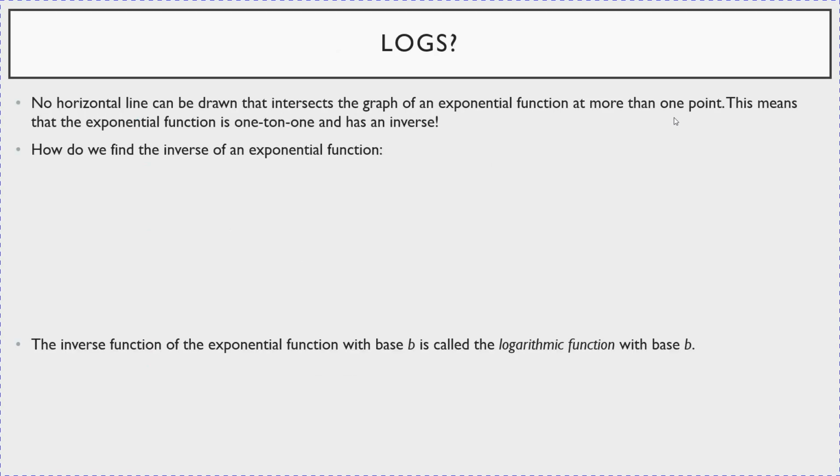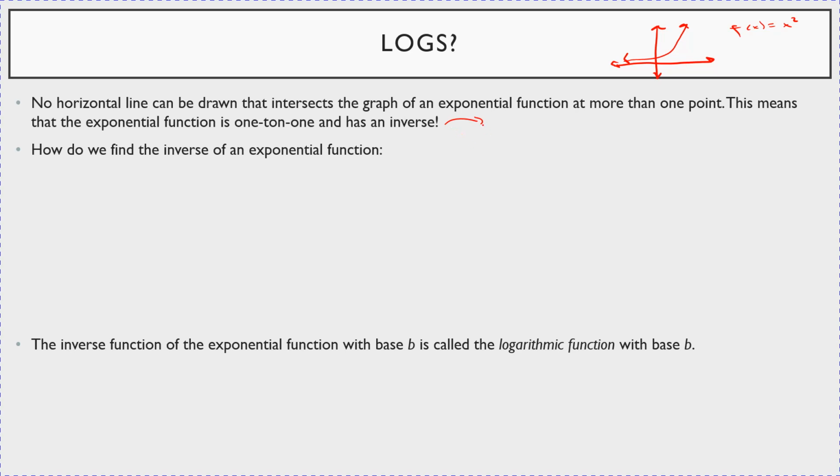What are logs? Okay, so no horizontal line can be drawn that intersects the graph of an exponential function at more than one point. So if you were to take a very simple function, something like f of x is equal to x squared, right? We remember that it looks like this. So it passes the horizontal line test, basically, is what this first is saying. So this means that an exponential function is 1-to-1 and it has an inverse.